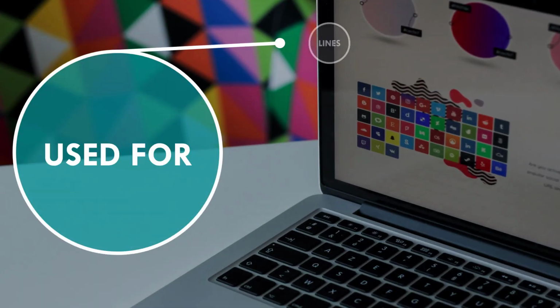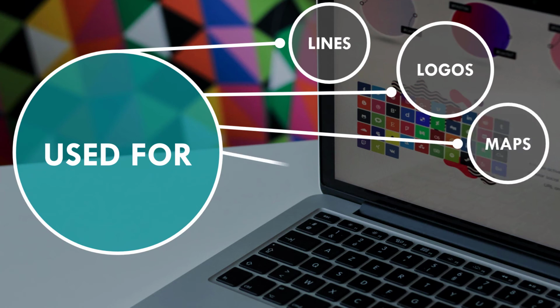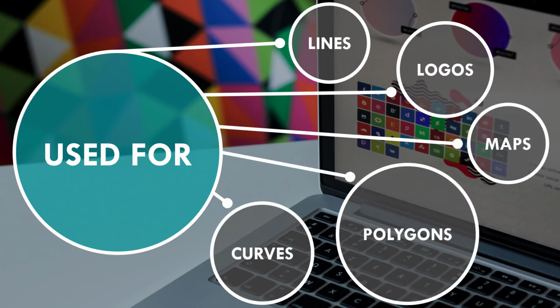So now let us see where this is used. These vector graphics are mostly used for drawing different lines, for drawing the logos of companies or personal logos. Then it is also used for drawing maps where it is having different kinds of curved lines or sections. Next one is the polygons, where it will just take a line and convert it into a polygon. And last one, the curves, which is a very important part, which gives a very beautiful shape to any kind of object.